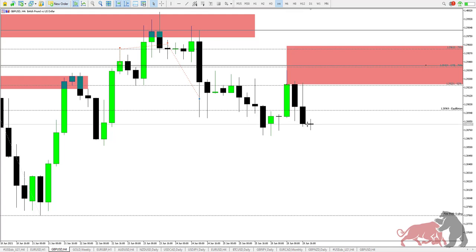Now remember, obviously you have to factor in your risk management. Don't just trade without risk management, opening positions with different lot sizes. That is not going to help you in the future.